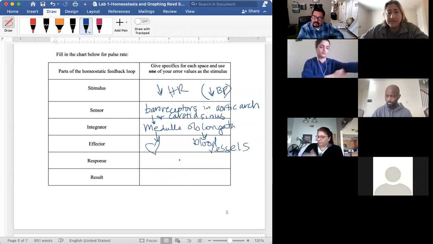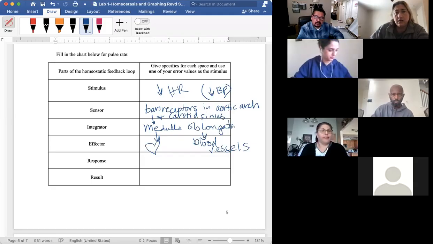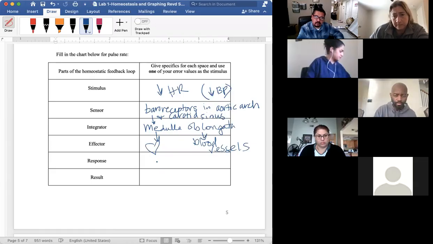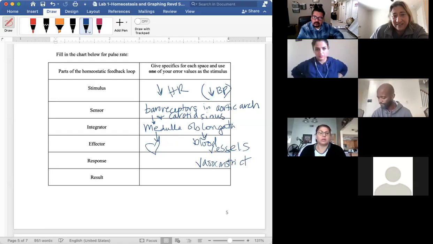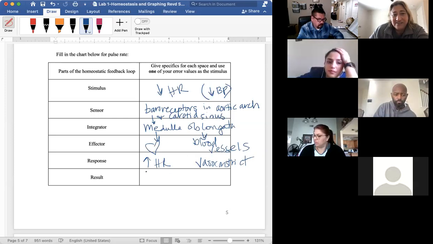Okay, Anthony, what happens next then? So what's the response? What is the heart going to do? Okay, so we have a decrease in the heart rate, right? So I want to say the blood vessels and the heart are going to constrict, so that they give a pump. Good. And what does the heart do? The heart speeds up. Awesome. So your heart is going to increase heart rate. You'll get a better picture of this when we get into the cardiovascular system.